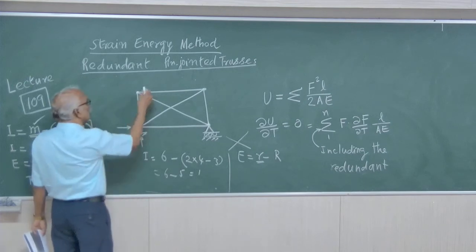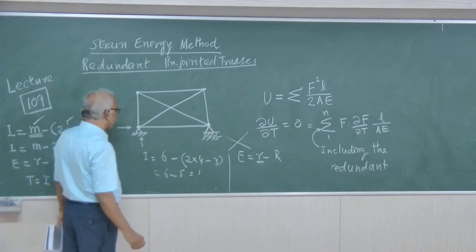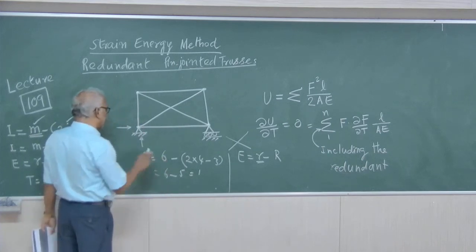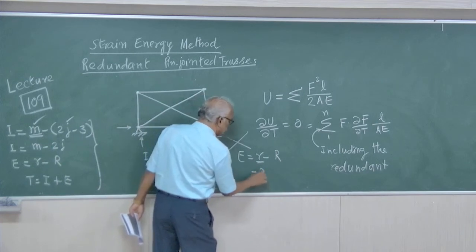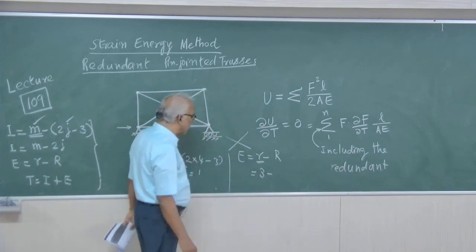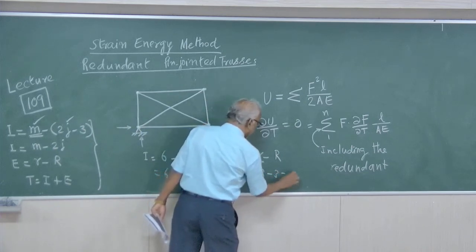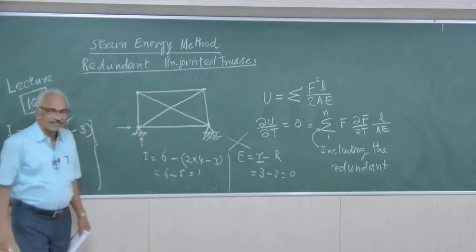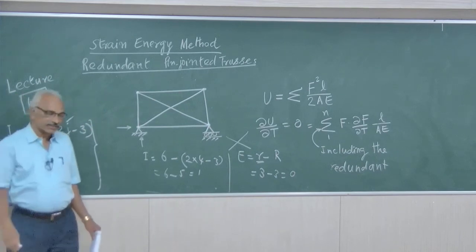Because there is no horizontal force, there will be no horizontal reaction. So in a general structure we get 2 plus 1 equal to 3. There are 3 reaction components, and we have 3 equations of equilibrium. So capital R equal to 3, therefore it is 0. As far as this truss is concerned, it is externally determinate.